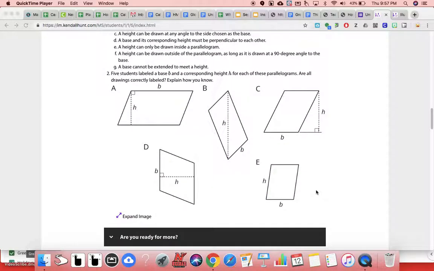The next question says 5 students labeled the base B and the corresponding height H for each parallelogram. Are all drawings correctly labeled? Explain how you know. Please press pause, and for each question, say yes or no, and if you have room, write why. When you are finished, hit play.